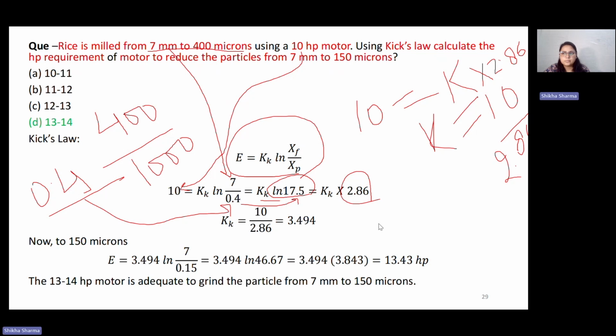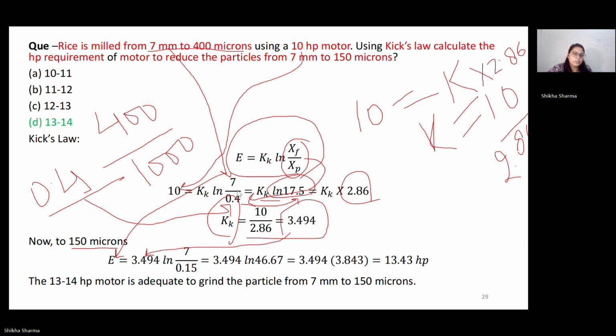So 10 divided by 2.86 would be 3.494, right? Now this is the constant we got already. Now we can again use the same equation for the second reduction, which is 150 microns of particle size reduction. So E would be k, which is 3.494 ln. So here, for both of these, we are using xf divided by xp, right?